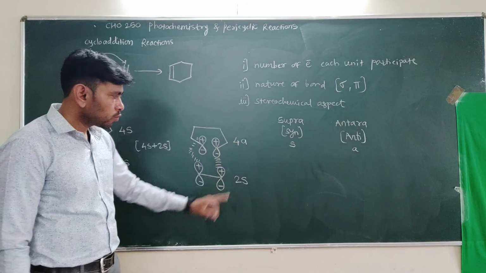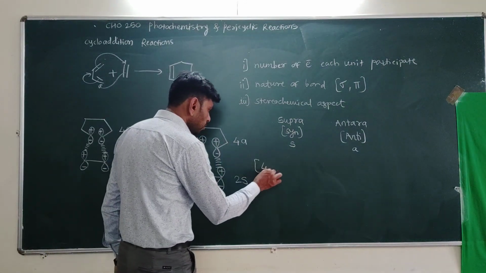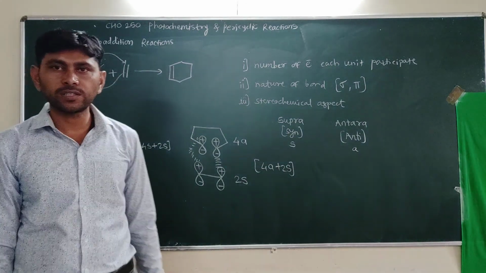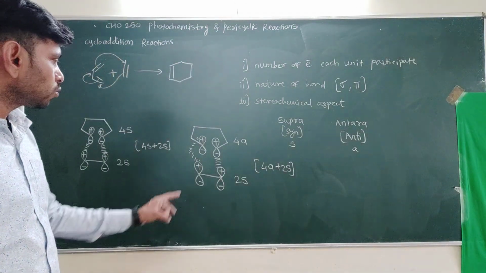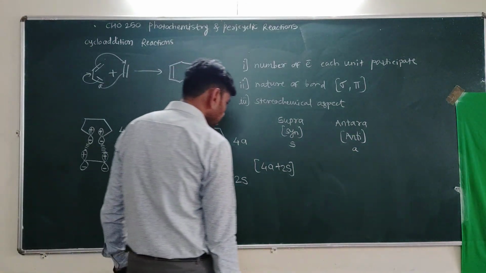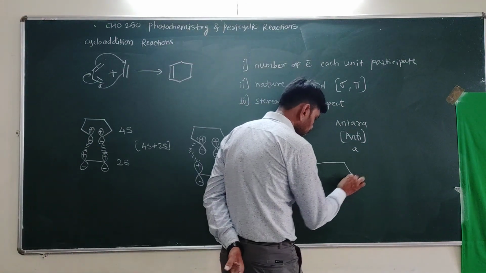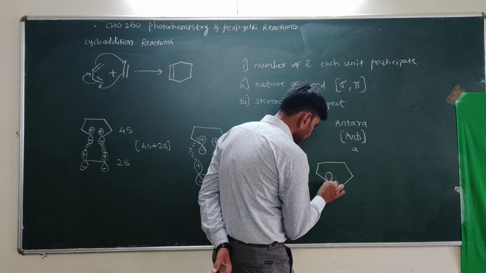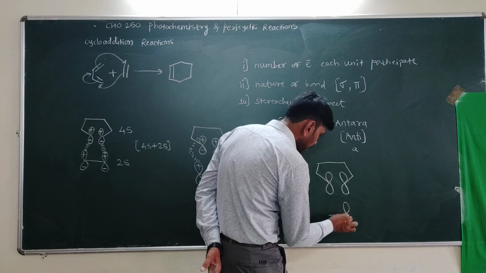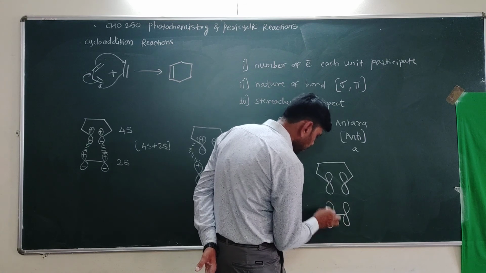So 4a plus 2s, yes. So this reaction is a 4a plus 2s cycloaddition reaction. Now see the third example here, where both partners are acting antarafacially.